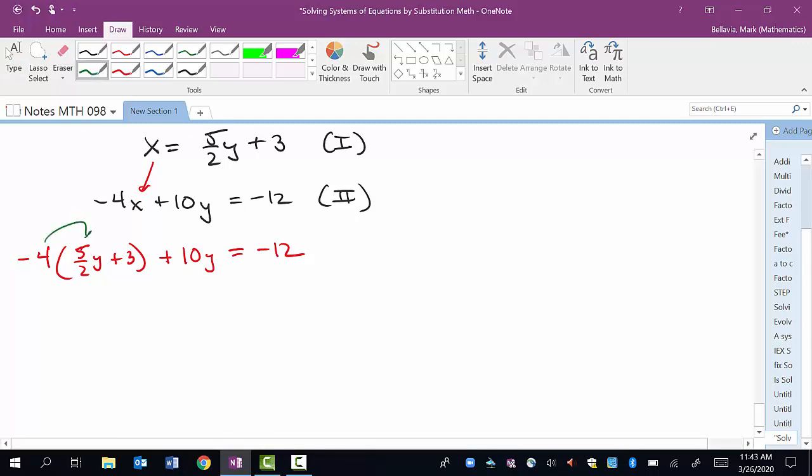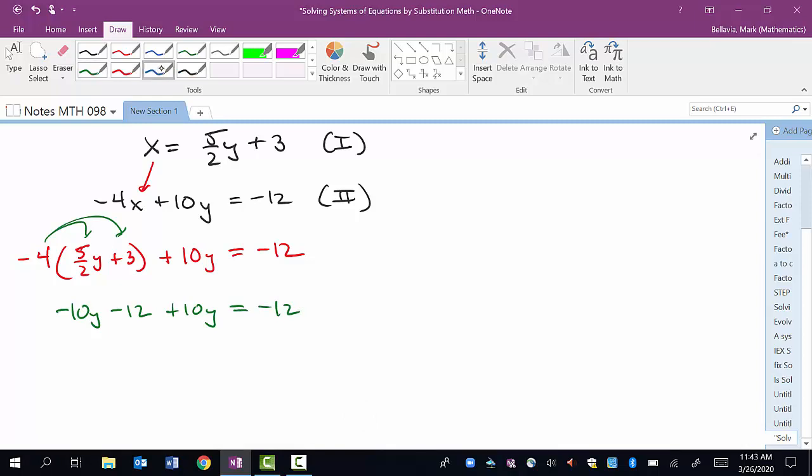Well, distributing through, negative 4 times 5/2 y. When you multiply a whole number times a fraction, you can multiply the whole number right into the numerator, and then divide by the denominator if it divides out. So we got negative 4 times 5, which is negative 20, divided by 2 makes us negative 10y. Negative 4 times a positive 3 makes us negative 12. Here this positive 10y stays, positive 10y. And it's equal to negative 12.